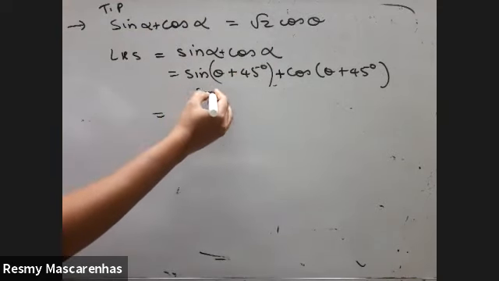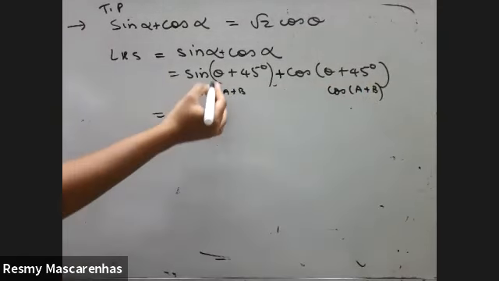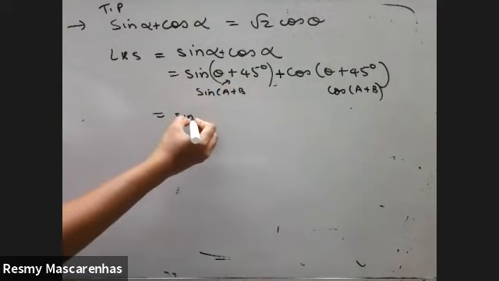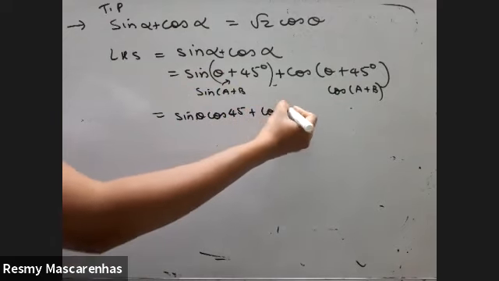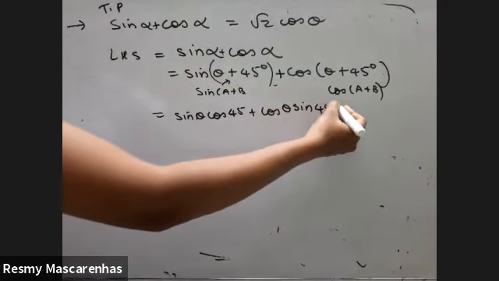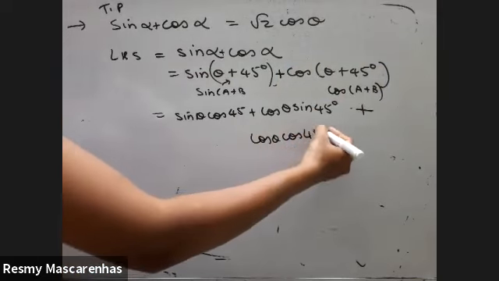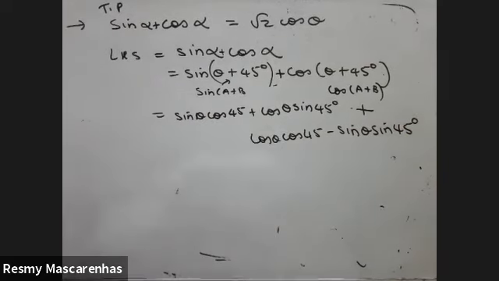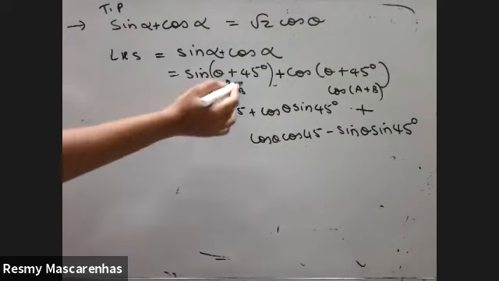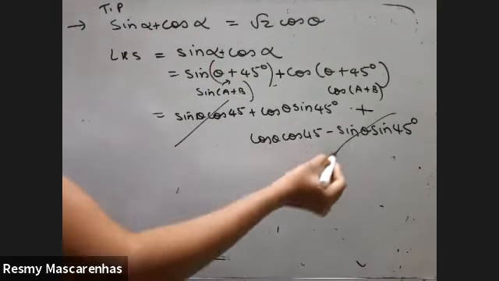Use the sine of A plus B formula. What is sine of A plus B? Over here, use the cos of A plus B formula. So sine of A plus B is what? Sine A cos B plus cos A sine B. Same way, what is cos of A plus B formula? Cos A cos B minus sine A sine B. Both the formulas you have to know. These are same terms. This and this will cancel.